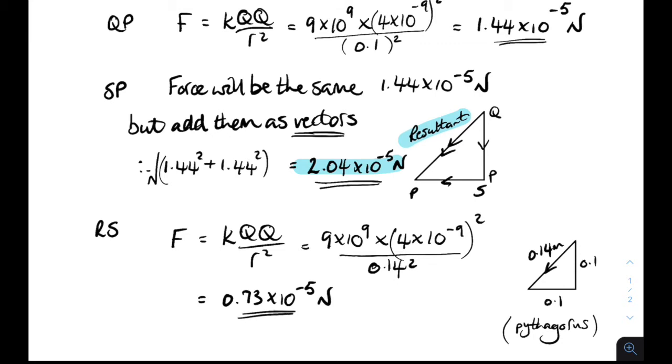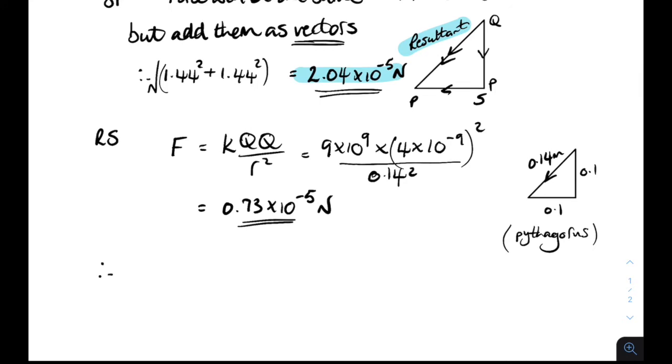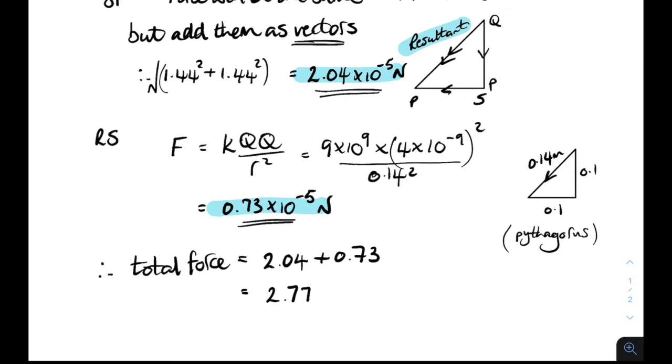Now, can we just add these two together? Well, the answer is yes, we can. Because these two vectors are acting in the same direction. So the total force will be the 2.04 plus the 0.73. That gives us 2.77 times 10 to the minus 5 newtons. So the reason we could just simply add these together is because the resultant vectors are in the same direction.